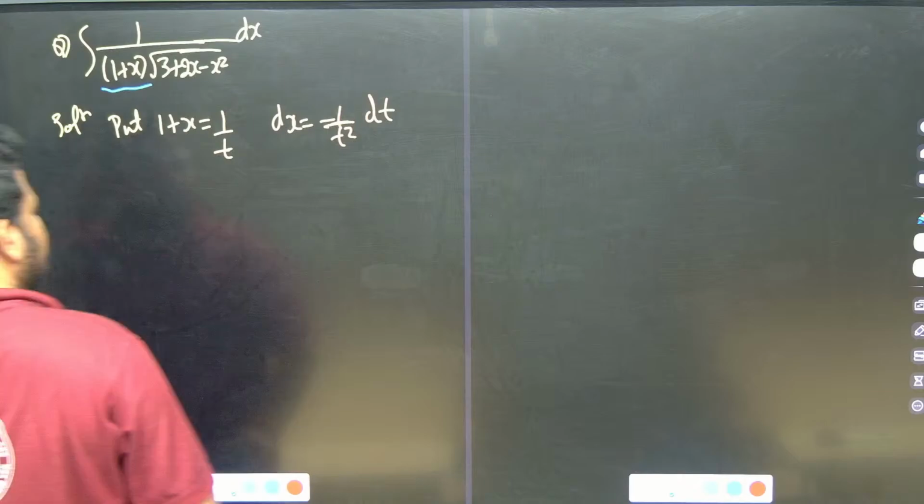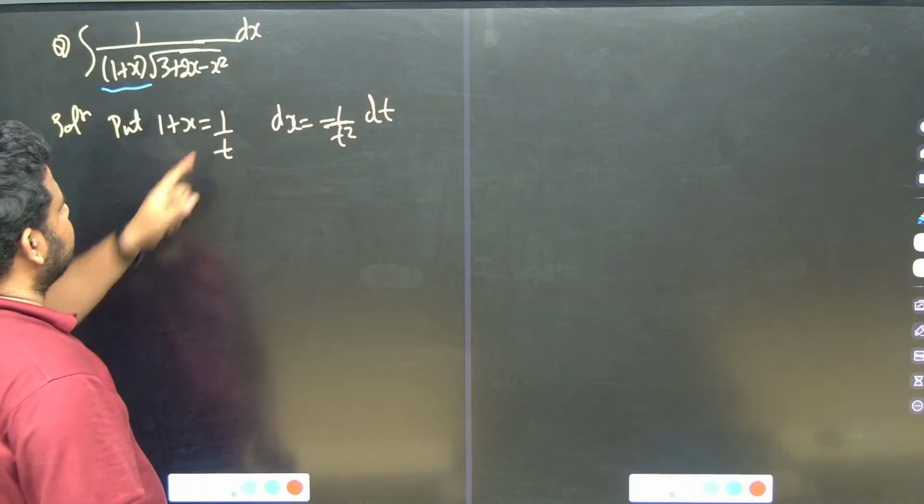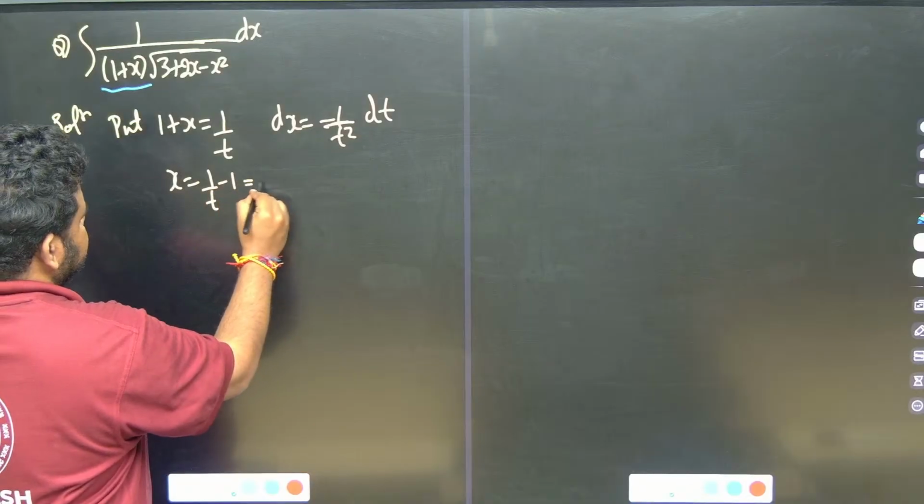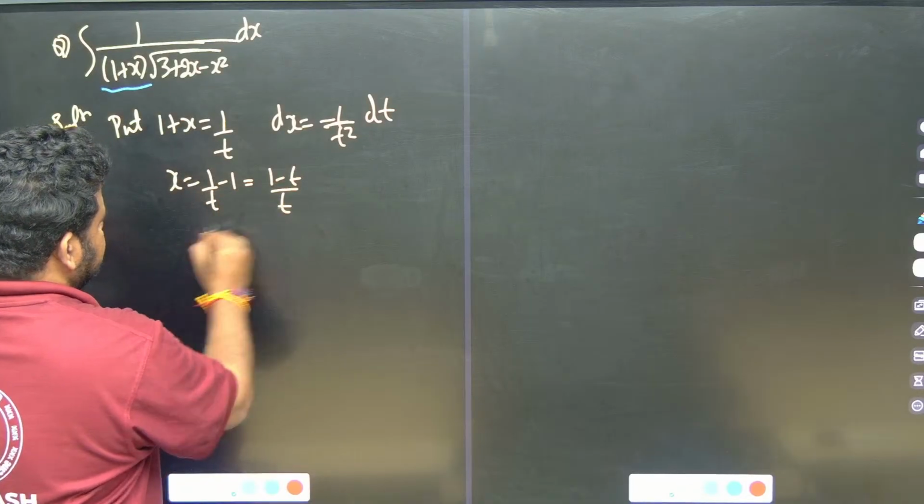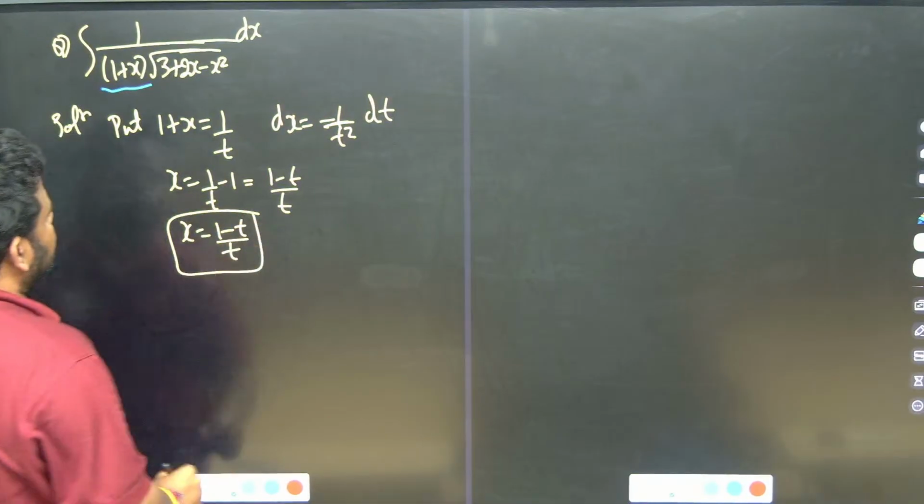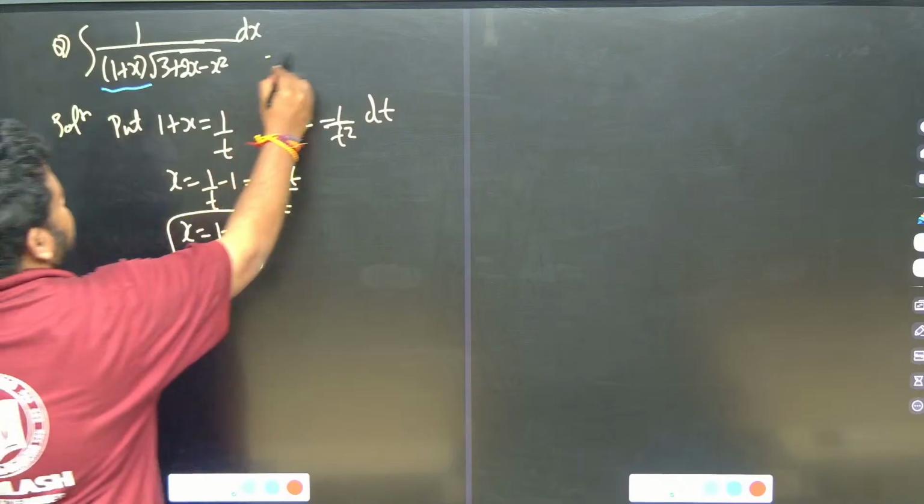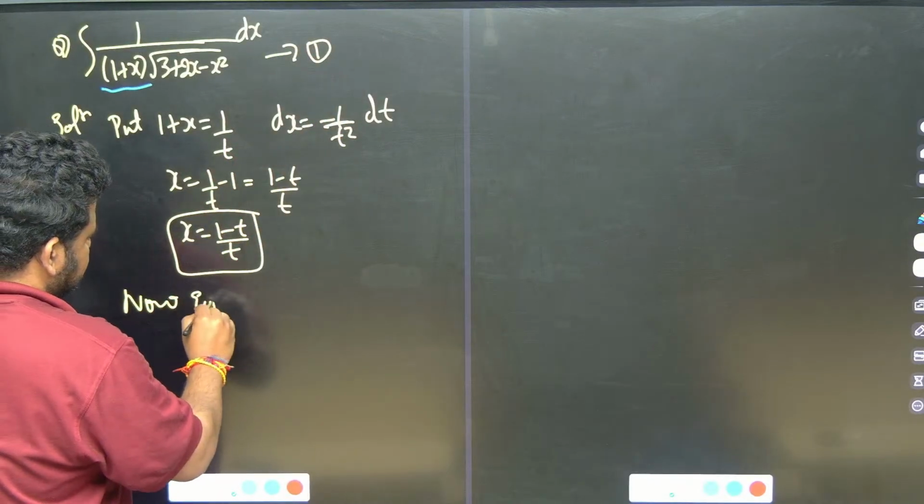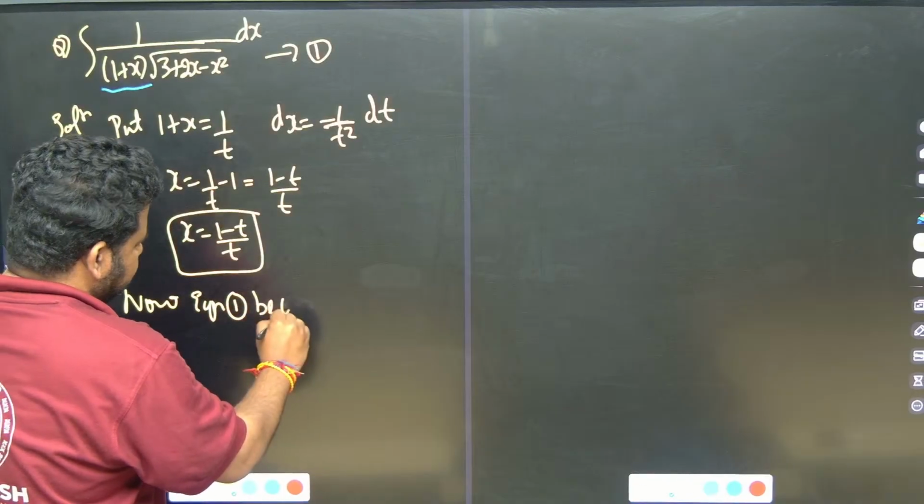Now 1 plus x is 1 by t, so what will be the value of x? x will be 1 by t minus 1, which is equal to 1 minus t by t. So x will be equal to 1 minus t by t. This you should also remember. Let this be equation 1.